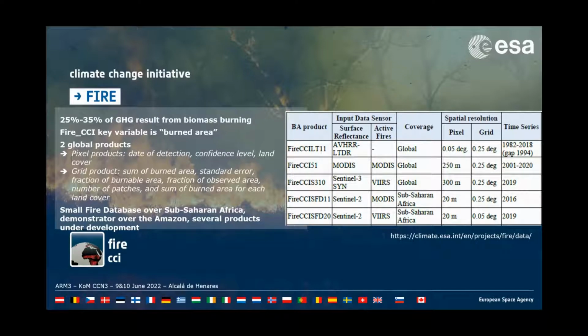The Fire CCI project focuses on the key variable burn area using a hybrid approach, combining surface reflectance and thermal anomaly. It has different products at global scale derived from AVHRR, MODIS, Sentinel-3, but not only. It has also recently focused on high resolution at regional scale using Sentinel-2 information at 20 meters spatial resolution to develop a small fire database covering sub-Saharan Africa for the years 2016 and 2019. And the results were very, very interesting.